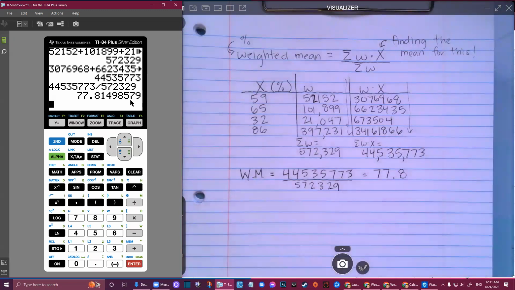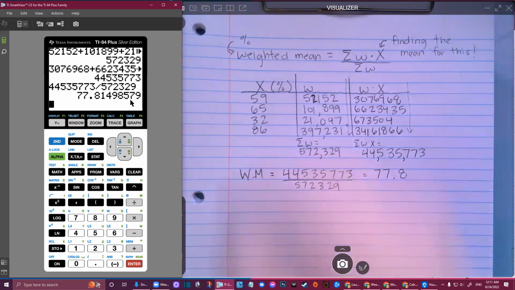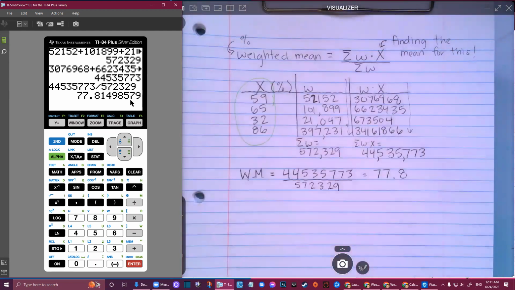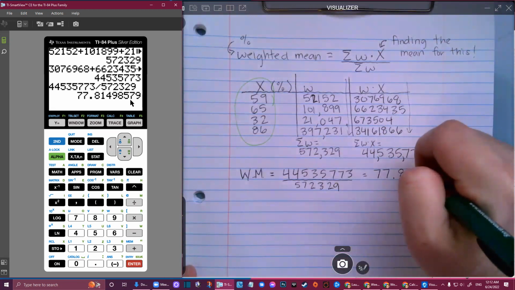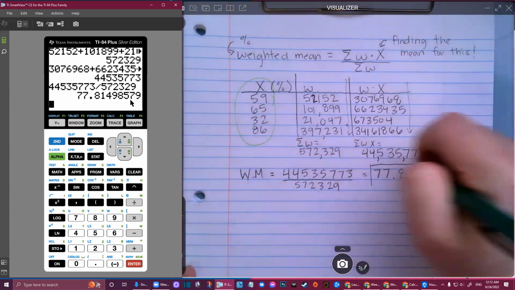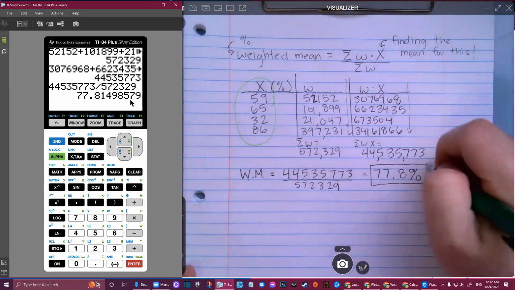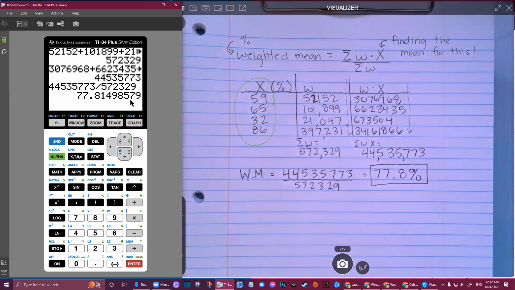77.8. I'm writing it to the tenths place because our raw data, our X values, are whole numbers. Anything I calculate from those should be rounded to one more decimal place. I'm also going to write this as 77.8% because we calculated the weighted mean for a bunch of percentages. Our answer must also be a percent. So the weighted mean, or the percent of votes that are in favor of a new law for these 4 districts, is 77.8%.